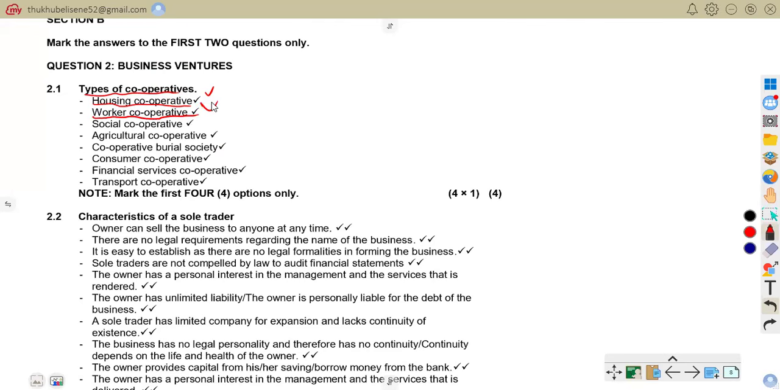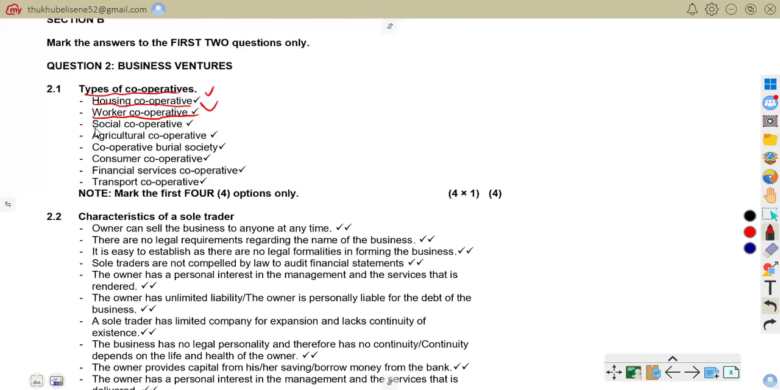Worker cooperative, what it simply says is that it is owned and managed by employees who share profits and decision making. Let us make it easier by using an example: a printing company owned by its workers, where all members share income and vote on business decisions. Hope you're still on one page, good people.